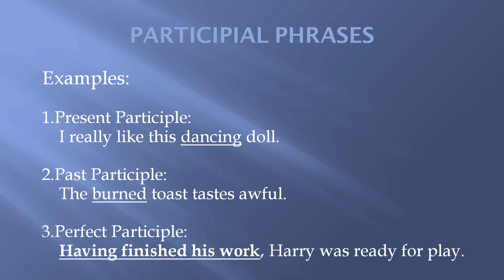For example, present participle. Present participle is the first form of verb with ing that acts as an adjective. For example, I really like this dancing doll. Here, dancing is describing the doll and it is an adjective. So this is a present participle.